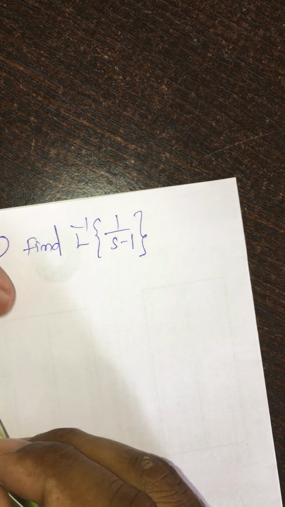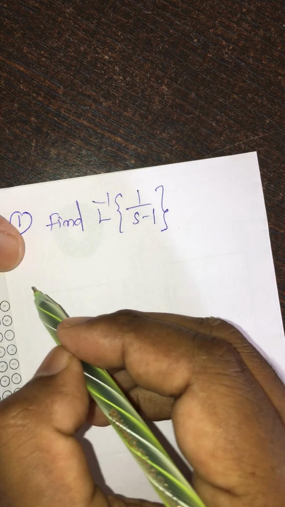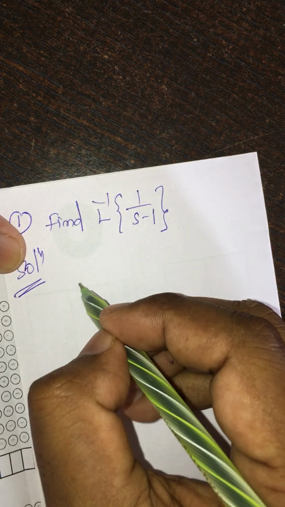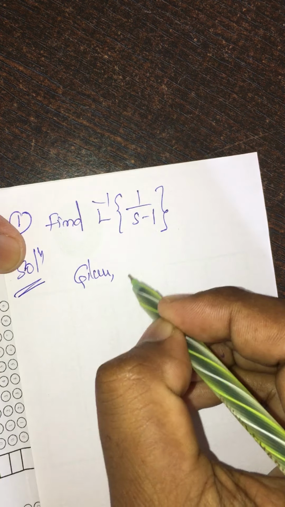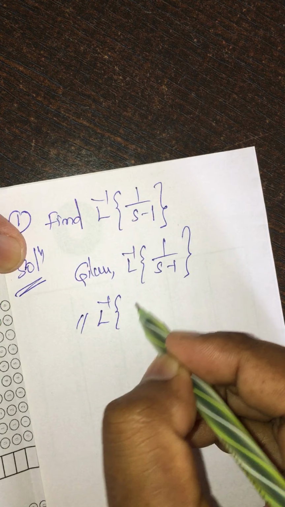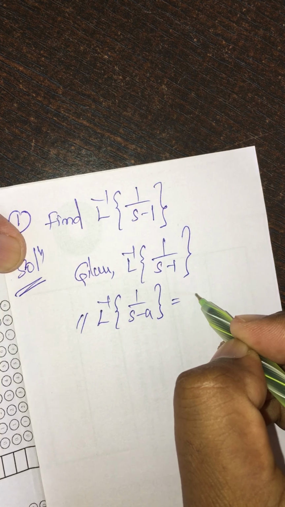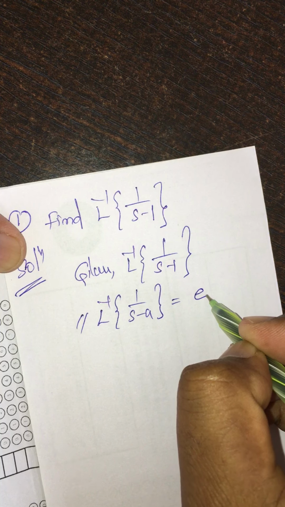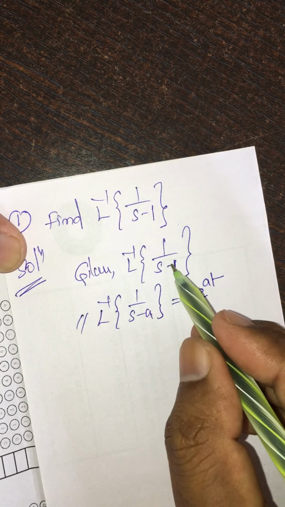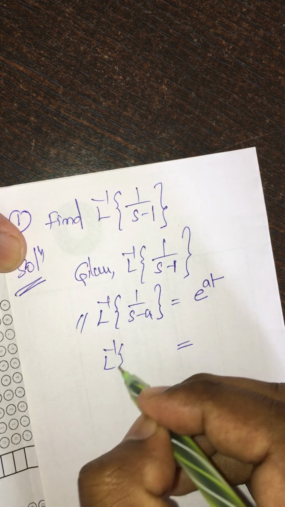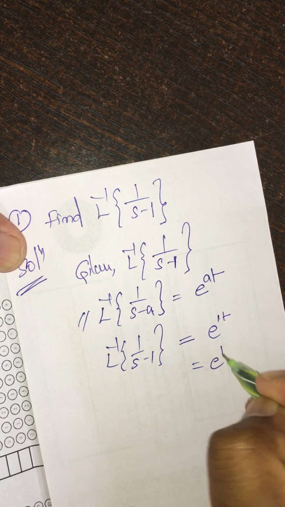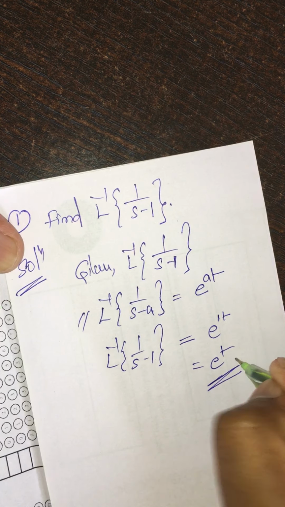So basically, how do we do the solution? First we write the given: L inverse of 1 by s minus 1. This looks like L inverse of 1 by s minus a, that means the formula we wrote earlier, e to the power of at. Here a is 1. So L inverse of 1 by s minus 1 is equal to e to the power of 1t, that means e to the power of t. So this value is e to the power of t.